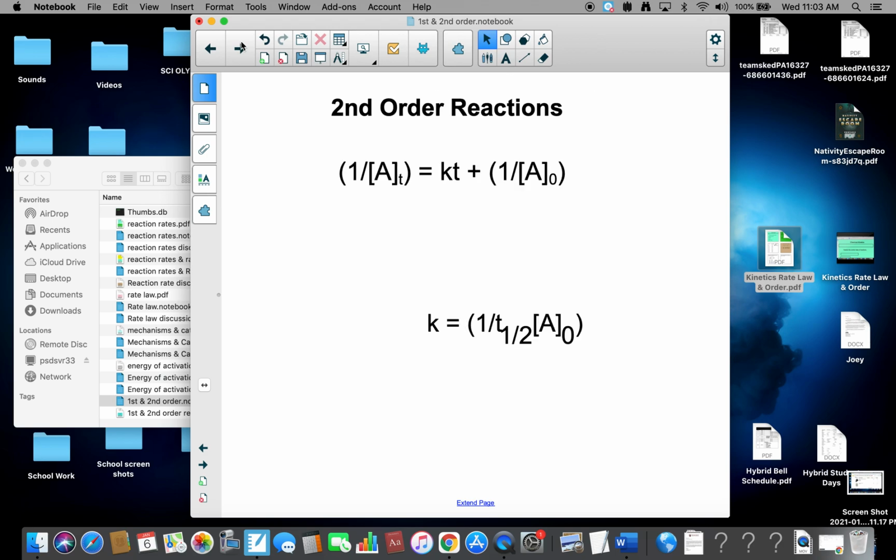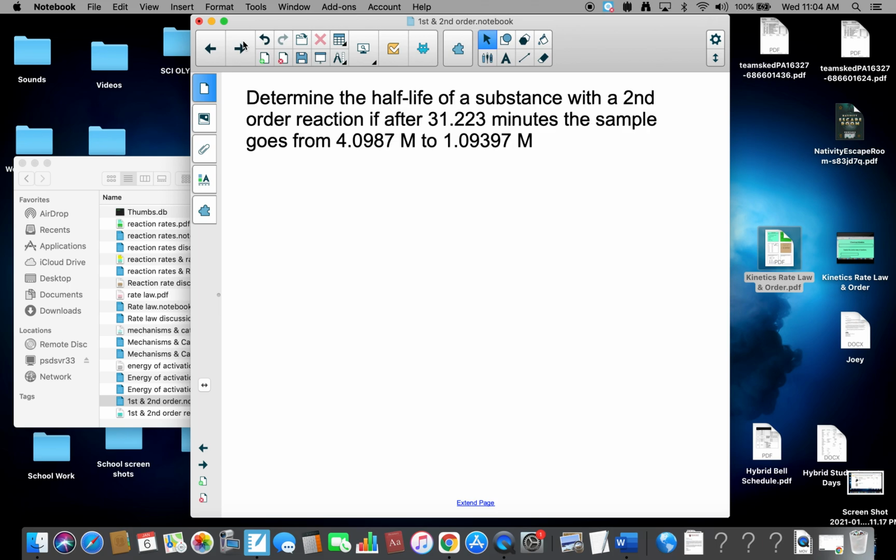All right. Second order reaction. It's slightly different. 1 over A_t is equal to kt plus 1 over A_0. And k is equal to 1 over t_1/2 times A_0. We don't have to use both equations. We can solve it through either way. So, determine the half-life of a substance with a second-order reaction.